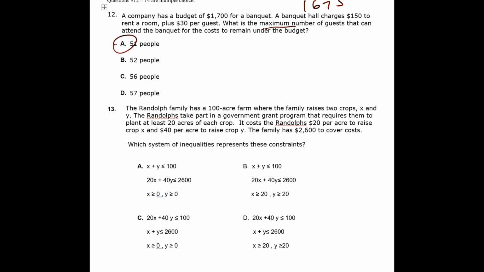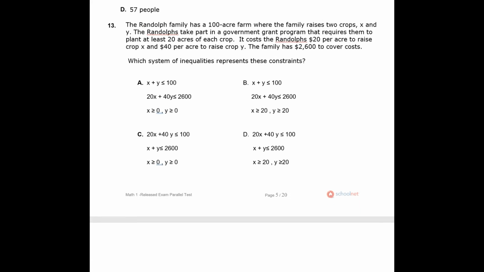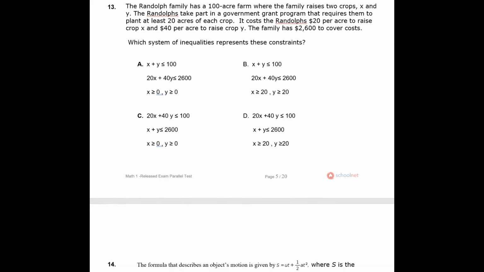Stop playing games. The Randolph family has a 100-acre farm where the family raises 2 crops, X and Y. The Randolphs take part in a government grant program that requires them to plant at least 20 acres of each crop. It costs the Randolphs $20 per acre to raise crop X and $40 per acre to raise crop Y. The family has $2,600 to cover the cost.